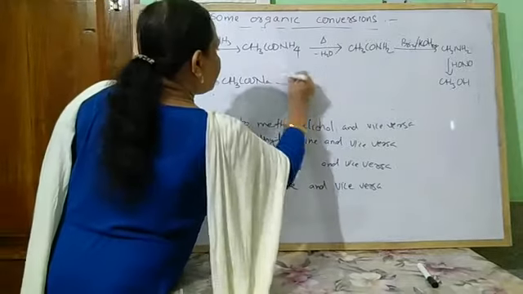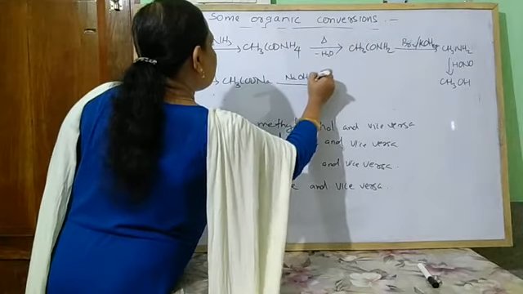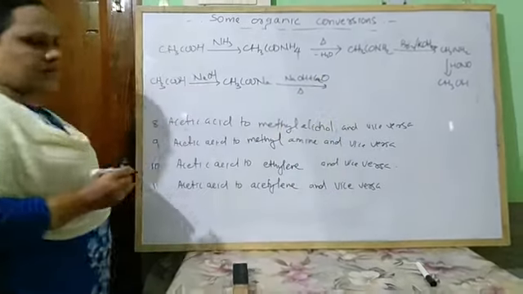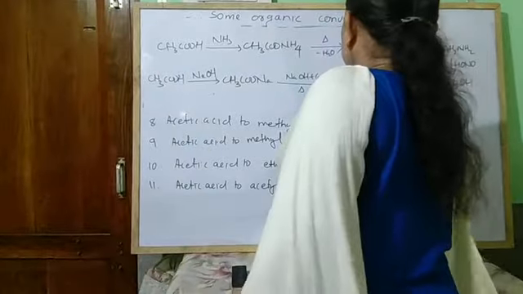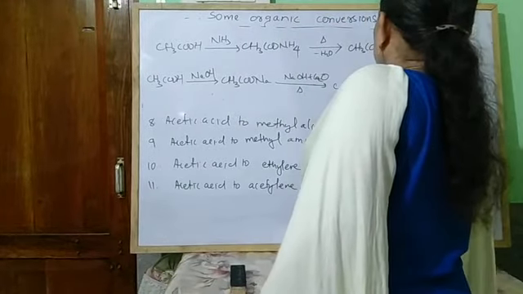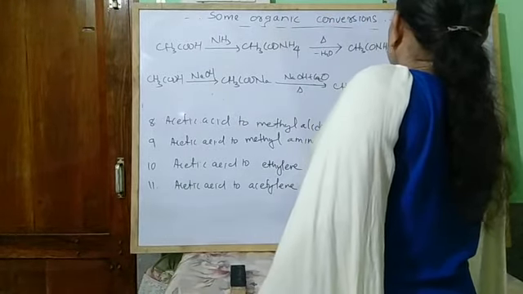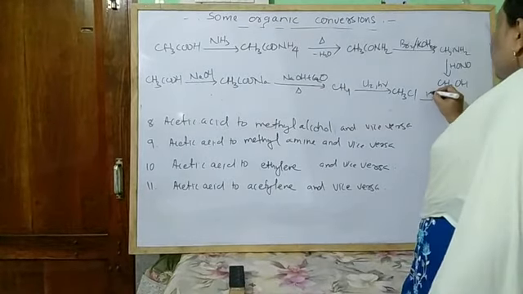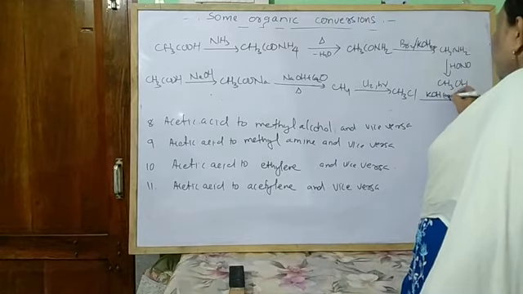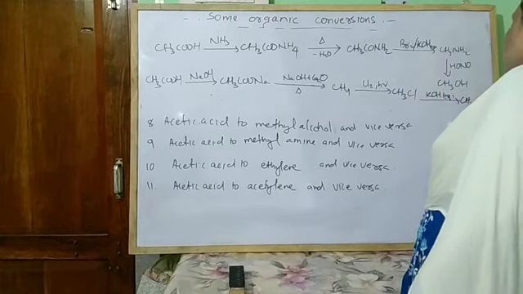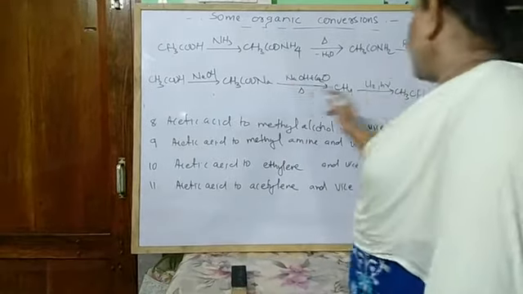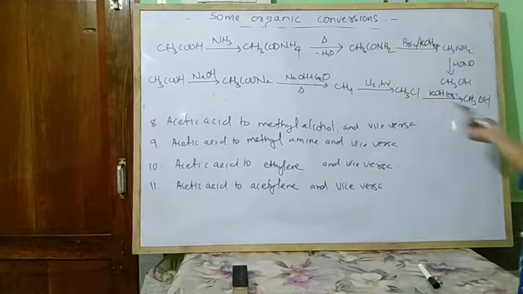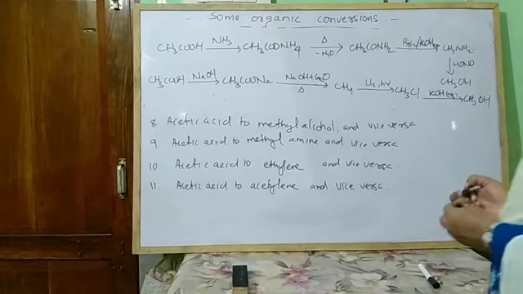Okay, and when this is heated with sodium hydroxide and calcium oxide, it forms methane. And methane, when it undergoes chlorination, forms methyl chloride. Methyl chloride treated with aqueous KOH forms methyl alcohol. So 1, 2, 3, 4. This is also a 4-step reaction. Any reaction you can write.